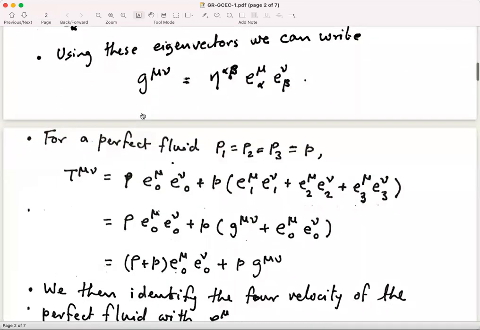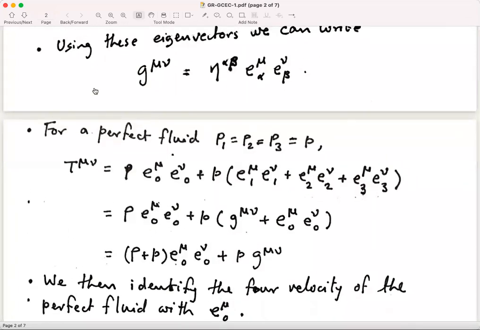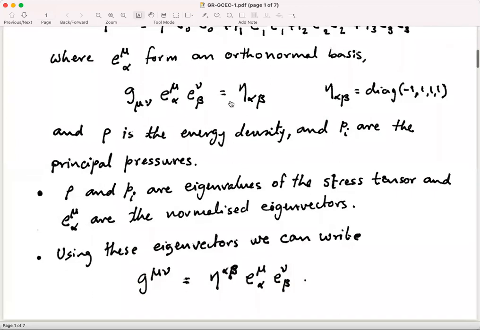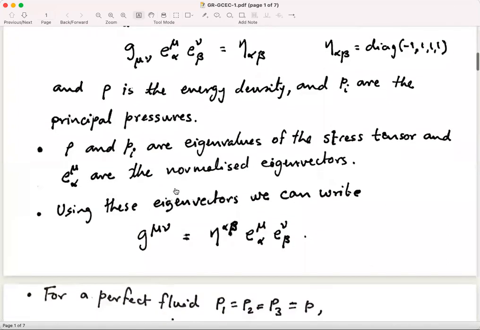Okay, so let's suppose we are looking at what's called a perfect fluid. Okay, so a perfect fluid is an object where the pressure, or the principal pressures P1, P2, P3, are all equal. Okay, so in that case, you can write down T mu nu as rho times E0 mu E0 nu plus P times E1 mu E1 nu plus E2 mu E2 nu plus E3 mu E3 nu. Now, remember that if you look at this expression, then E1 mu E1 nu, E2 mu E2 nu, E3 mu E3 nu are the quantities that you would get if you put alpha beta equal to 1, 1, 2, 2, 3, 3.